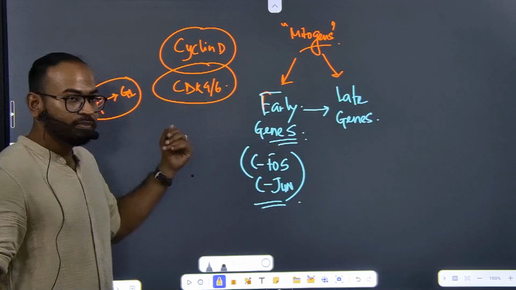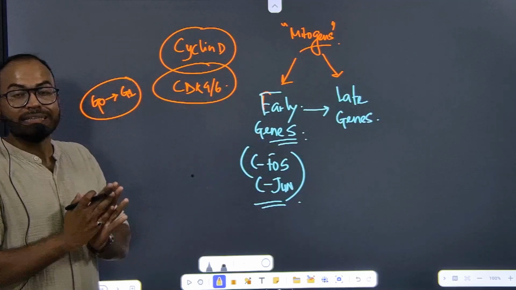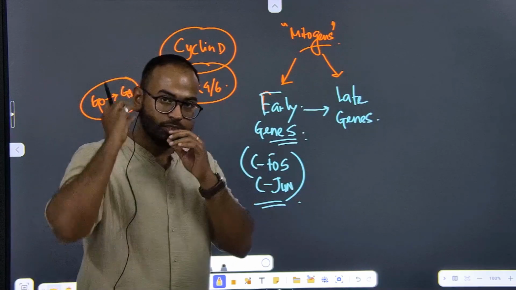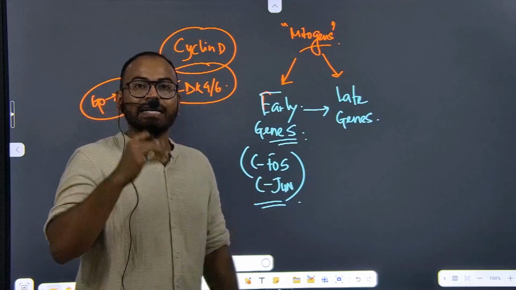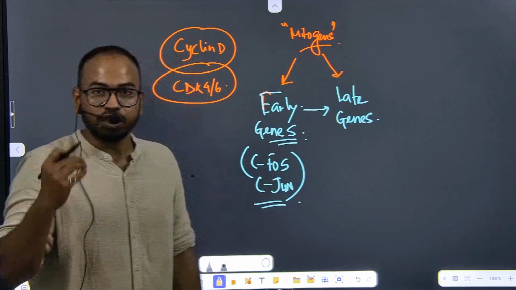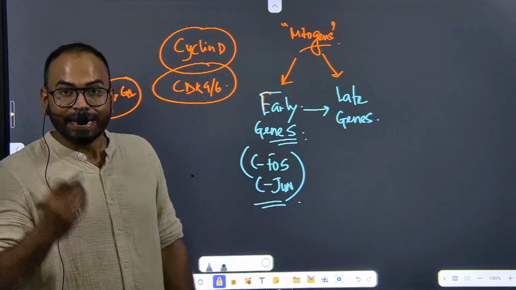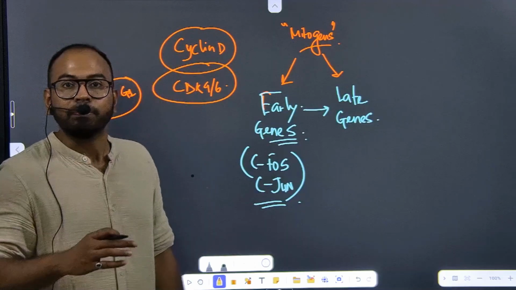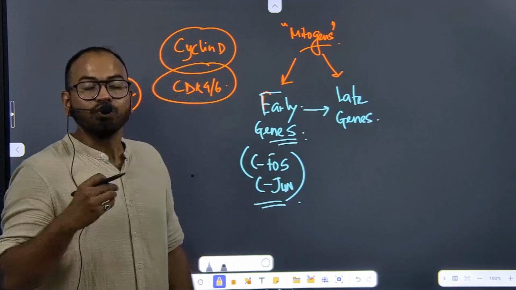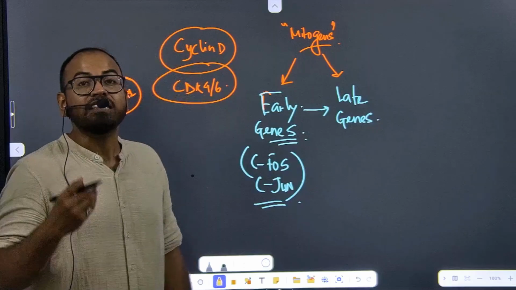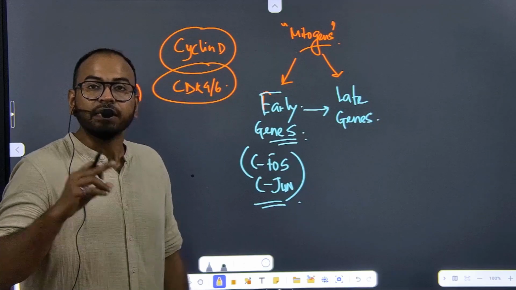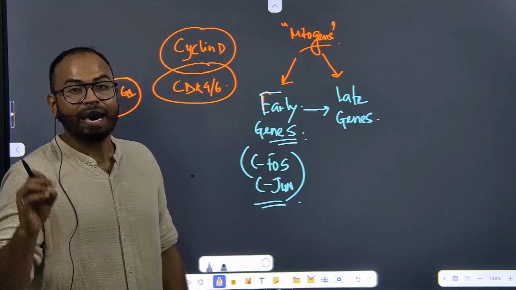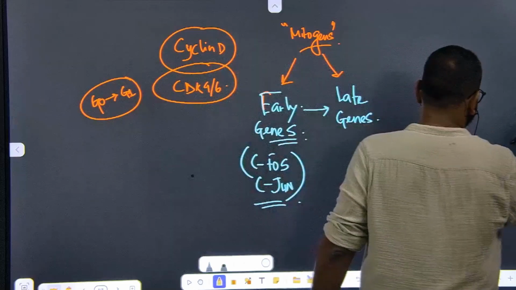So first we have mitogen. Mitogen is activating within the cell the transcription of an early set of genes like C-Fos and C-Jun. Later on, this early set of genes activates the late genes. Those late genes will furthermore help in the transcription of late G1 cyclins and CDKs. Now let's see.